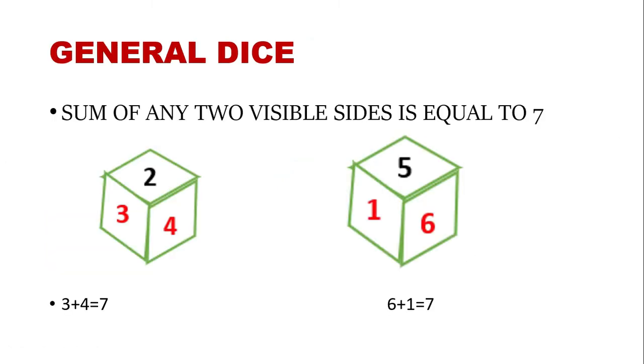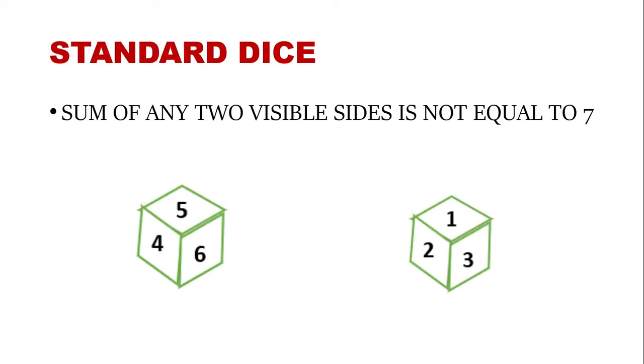So now we are going to see about the general die. In a general die, if the sum of any two visible sides is equal to 7, then that die is considered to be a general die. So consider this die, first die, 3 plus 4 is equal to 7. So this die is considered to be a general die. And this die also, 6 plus 1 is equal to 7, and this die is also considered to be a general die.